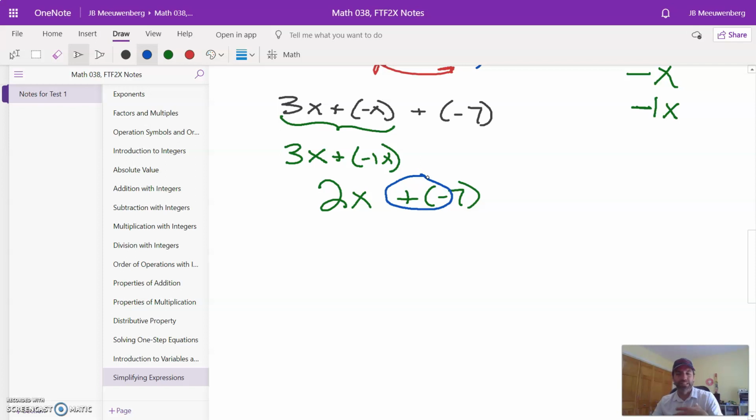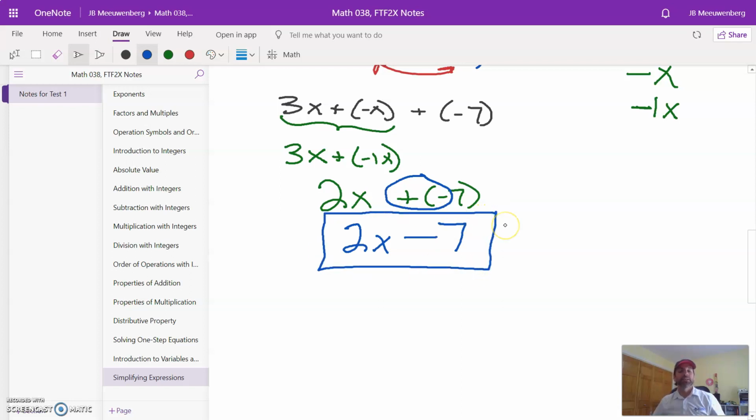But at the end, we like to switch it back if we have to. Adding the negative means the same thing as subtracting. If we add negative 7, it's the same thing as just subtracting 7. And putting it like that is the simplest, most efficient way to write it. So we would say this expression simplifies to be 2x minus 7.